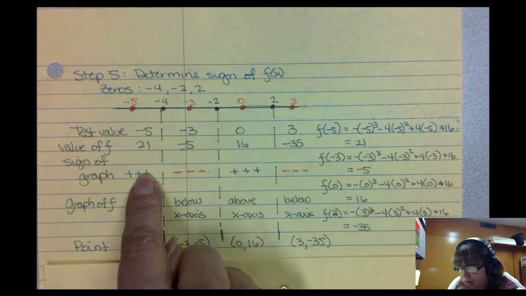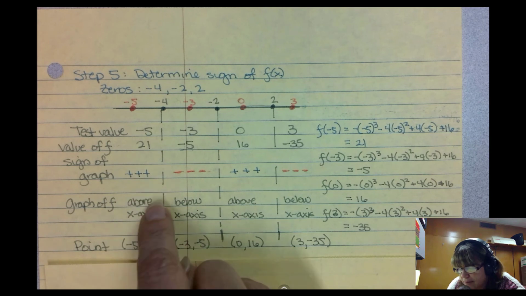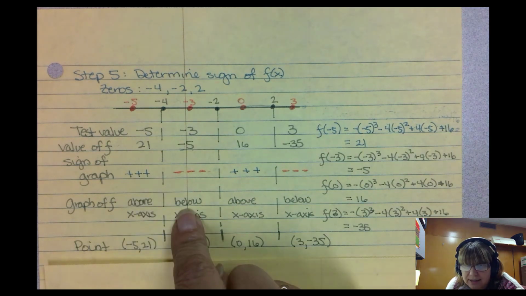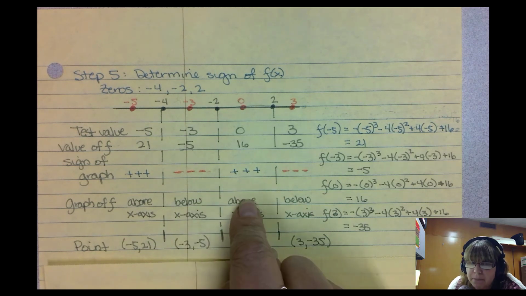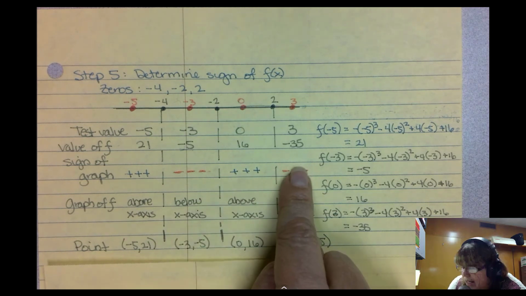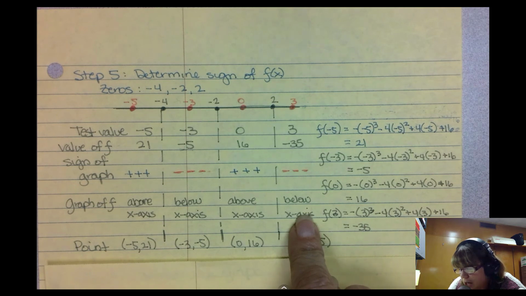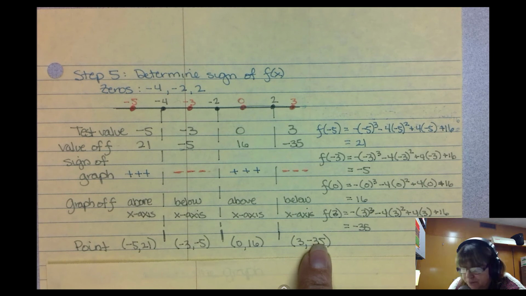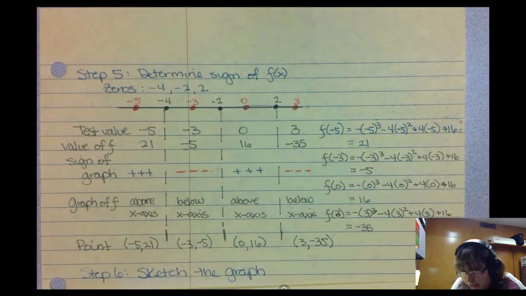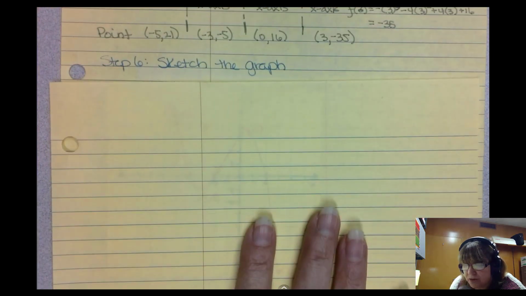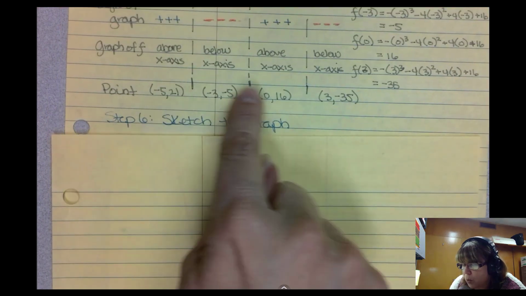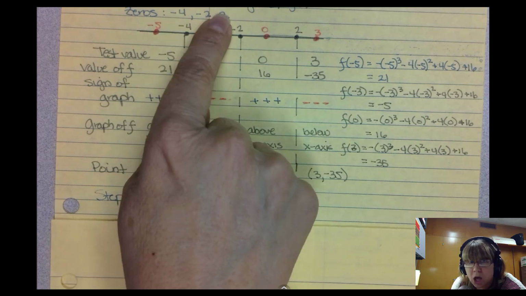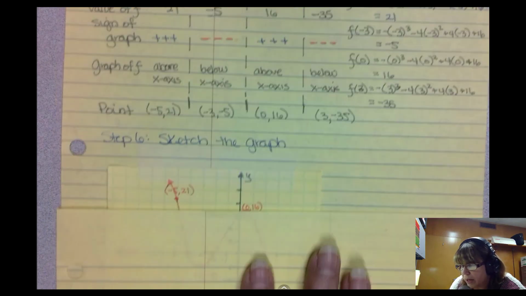Now think about this. Positive is above the x-axis. Negative is below the x-axis. Again, positive is above the x-axis, and negative is below the x-axis. So I actually have 4 more points that I can plot. At this point, I am ready to sketch my graph. I've not only got these 4 points, but I also have my zeros that I can plot as well. So here we go.